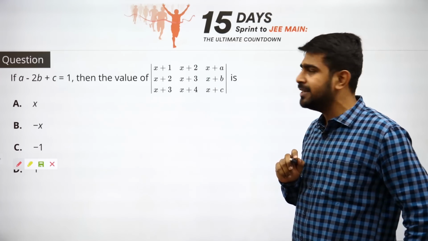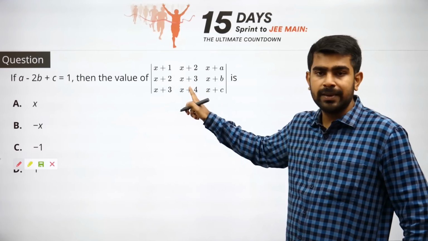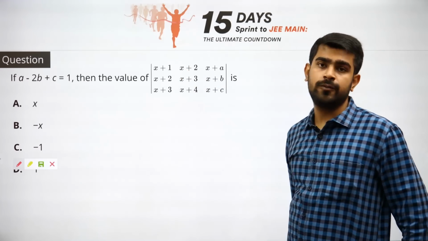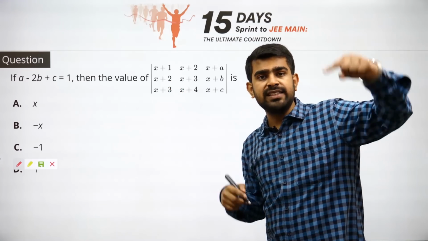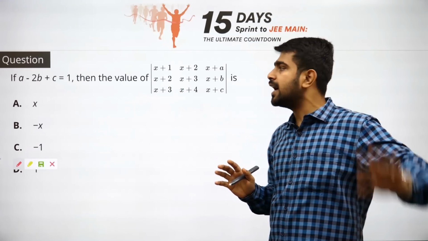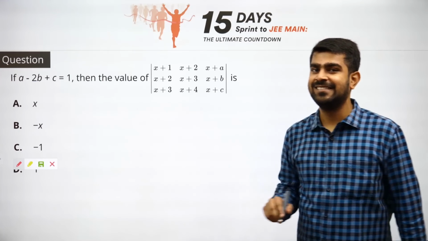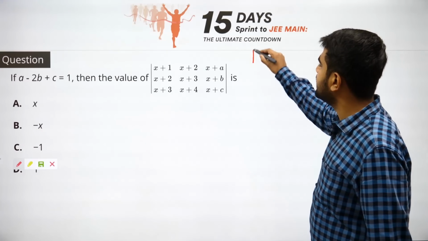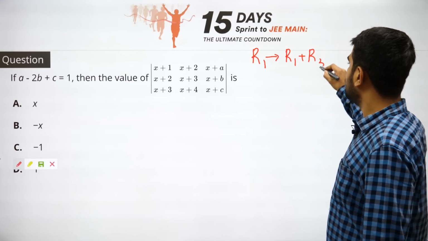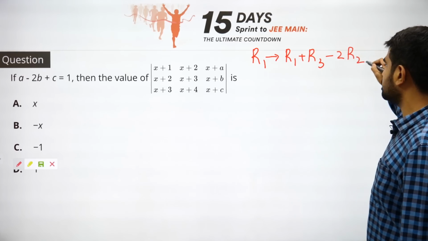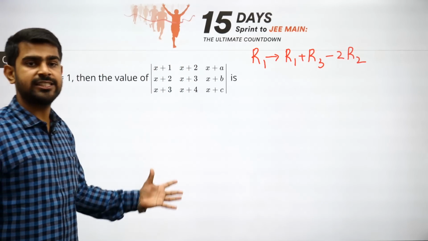Now, what will the first step be? I noticed that the number in the middle is the average of the first row and last row, because 2 is nothing but (1 plus 3) by 2. So now what will I do here? Any idea? What I do here is I will change R1 to R1 plus R3 minus 2R2. Such a change is allowed because this is a determinant, right? We can do such changes.